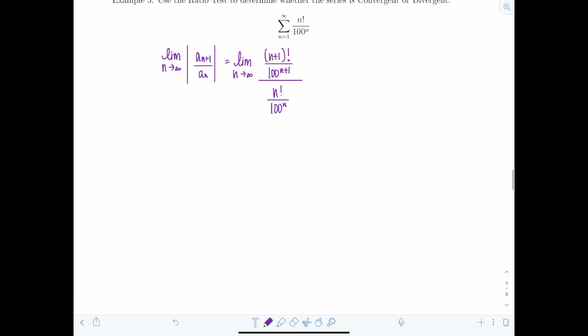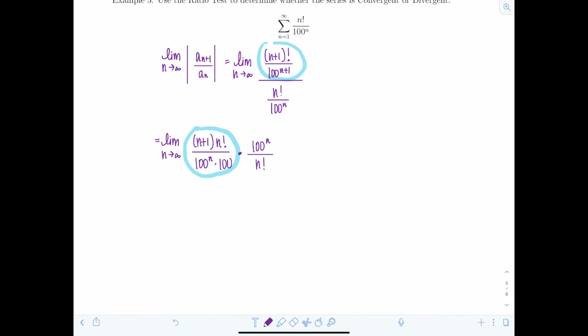All right, now let's clean things up a little bit. So I have the limit as n approaches infinity. Now, n plus 1 factorial, I want to break it up and write it as n plus 1 times n factorial over, and then 100 to the n plus 1, I'm going to break it up just like I broke up 2 to the n plus 1 in the last problem. So I have 100 to the n times 100. So this is just the numerator here being rewritten because I'm getting ready to cancel stuff. And then I'm going to multiply that by 100 to the n over n factorial.